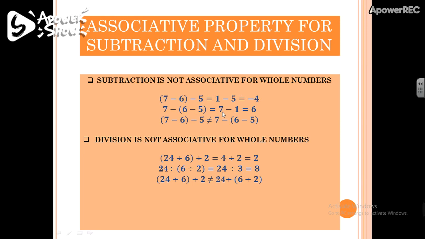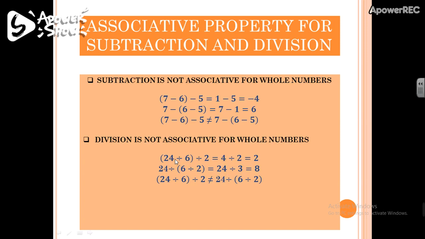Now let's check whether division is associative for whole numbers or not. Again I am taking 3 whole numbers. The first one is 24, second one is 6, and the third one is 2. I am trying to find out the solution in 2 ways. In the first one I am dividing 24 by 6 before. So after division we are getting 24 divided by 6 equals 4. Now divide 4 by 2. So 4 divided by 2 equals 2.